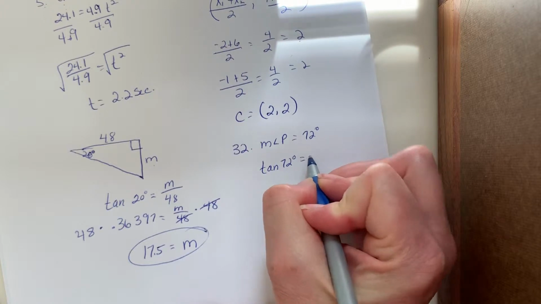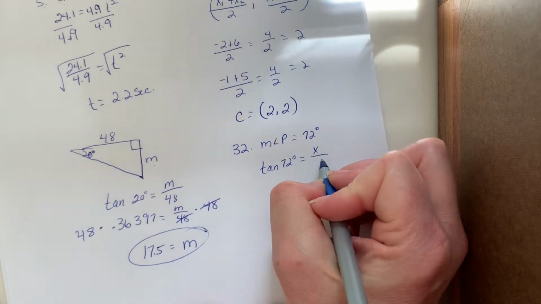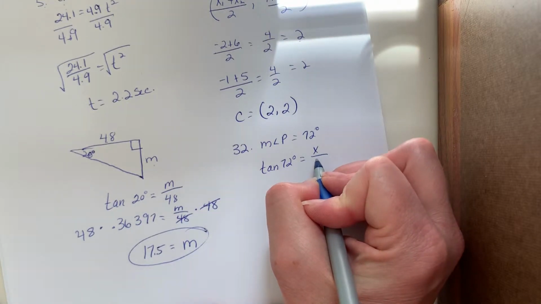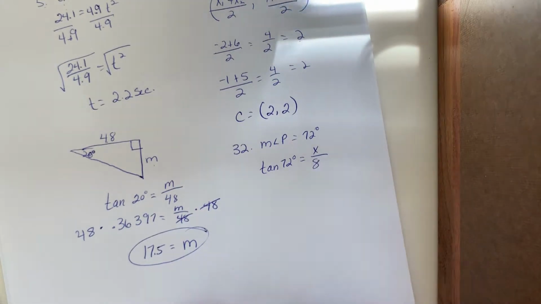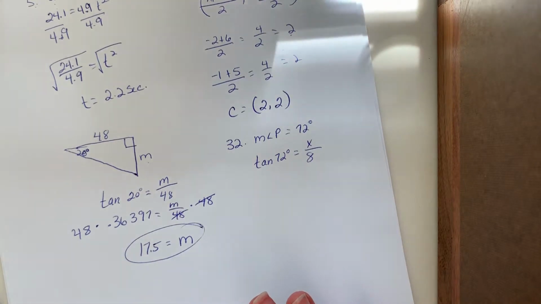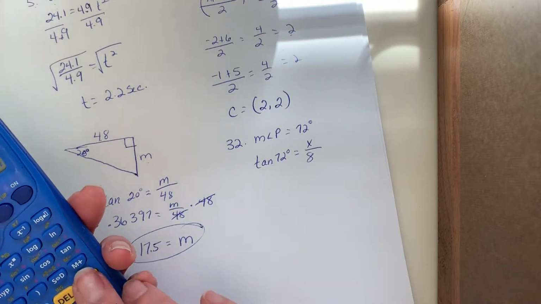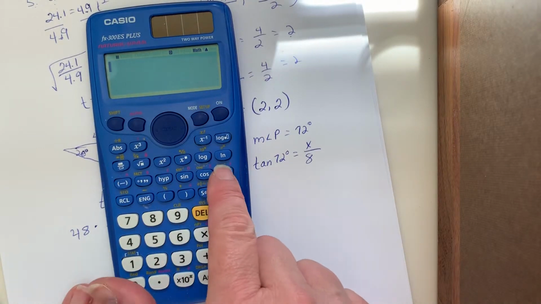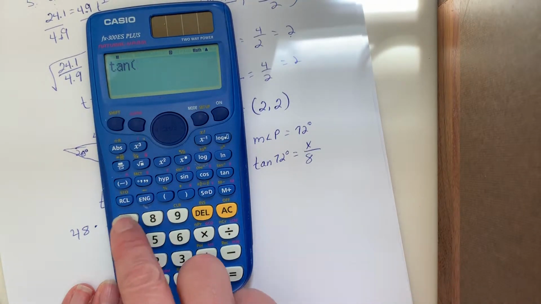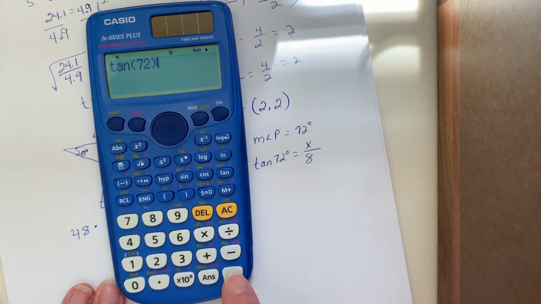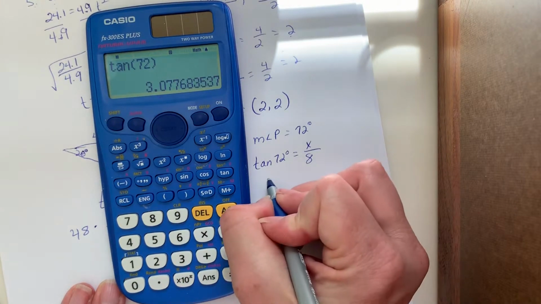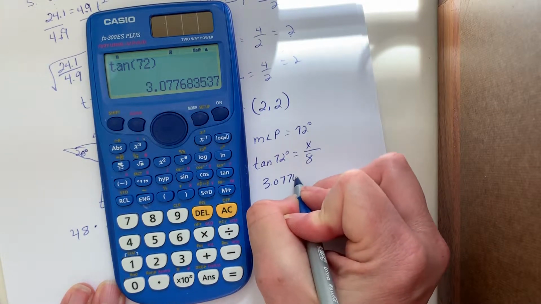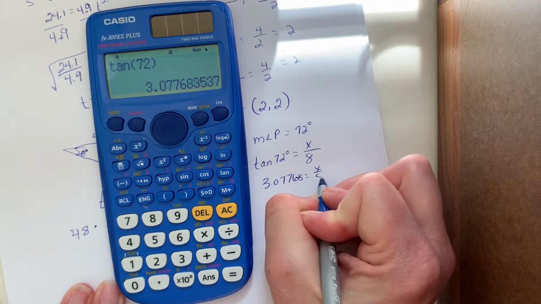72 degrees equals x over, and they said that the adjacent has a length of 8 units. So here we go, back to our calculator. We're going to say tangent 72 degrees equals, okay, this is 3.07768 equals x over 8.